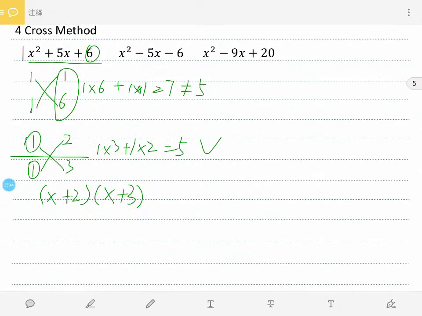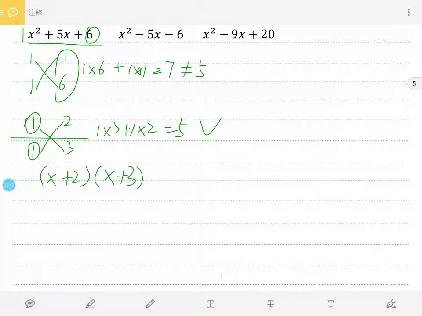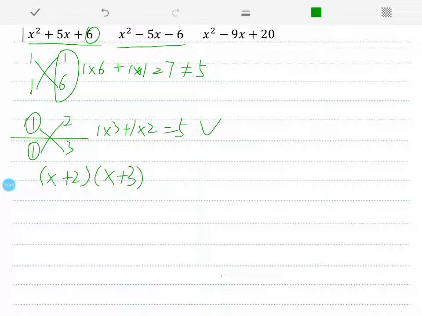Okay. Now we'll do another example for x squared minus 5x minus 6. We'll do the same thing. The number before x squared is 1, so do 1 times 1. But here, you factorize negative 6, okay? It's negative 6, not positive 6. That means one of them must be a negative number. So for negative 6, let's try negative 2 and 3.